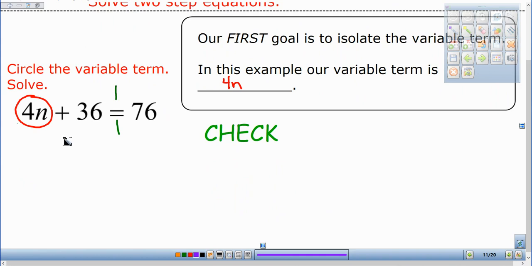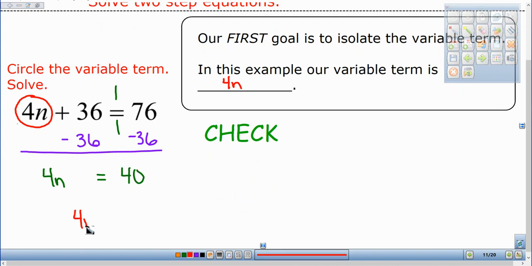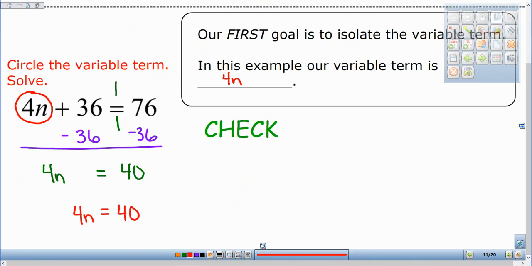So how do I get rid of a plus 36? We use the inverse operation, which is minus 36. And we do that to both sides. So now we have 4n, these cancel, equals 76 minus 36 is 40. And now that we have isolated that variable term, this problem is identical to our one-step equations that we did previously. So how do I get an n by itself if it's being multiplied by 4? I would do a division of 4 on both sides.